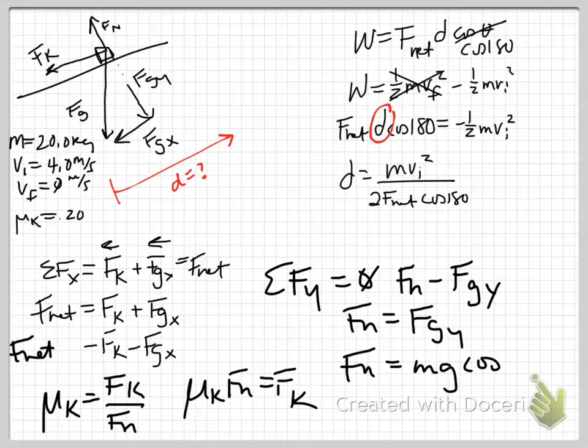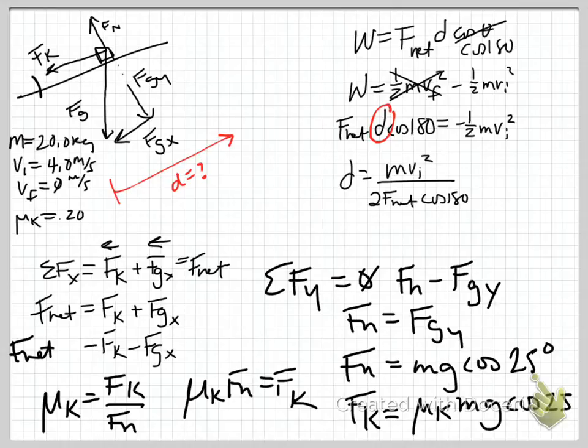And I'm going to be careful and put in my slope here so I don't screw this up. It's a 25-degree incline, so cosine of 25. Okay, so now I can sub in that for Fn, and I now know that Fk equals mu k m g cosine 25. So far, so good? Let me move that up a little bit so it's not obscured.